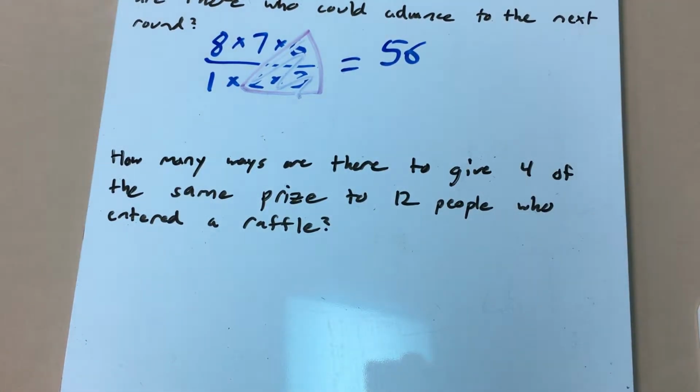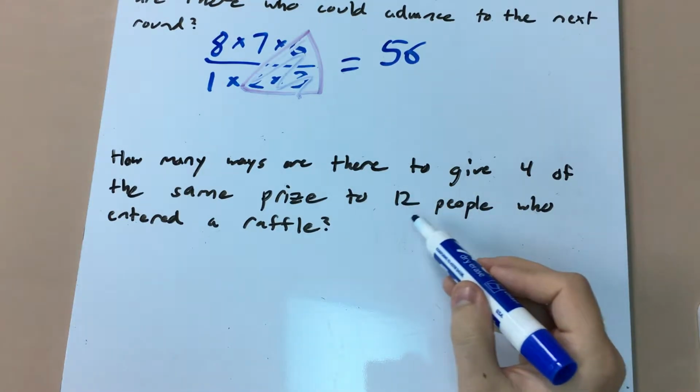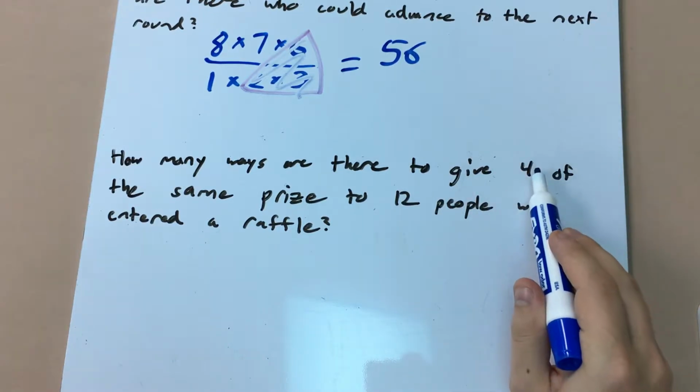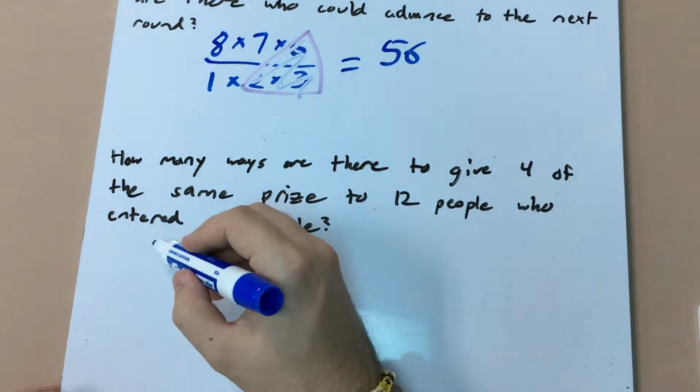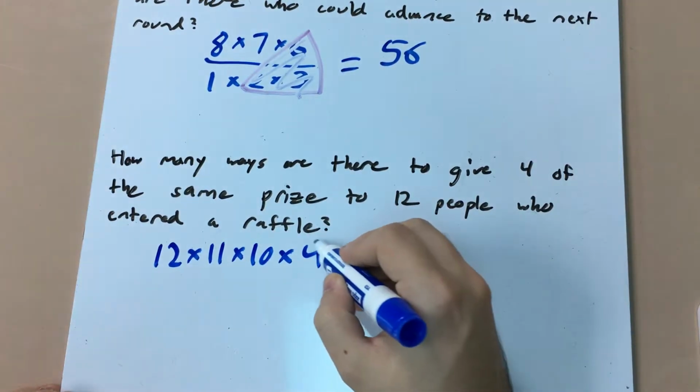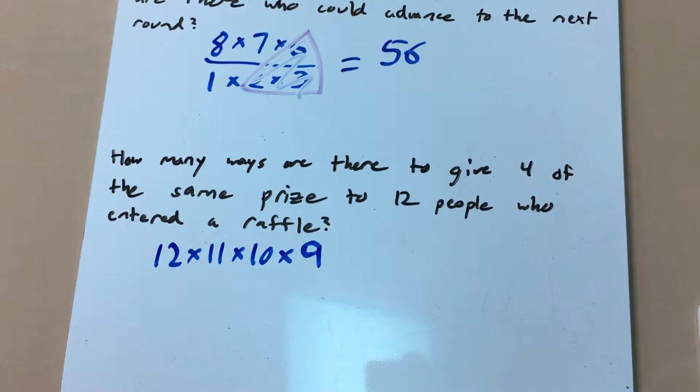So next example, this will also probably look familiar if you remember the permutations video. We're trying to figure out how many ways are there to give 4 of the same prize to 12 people who entered a raffle. So this time the prizes are all the same. There's no first prize, second prize, third prize, and fourth prize. Therefore, the order in which we give out these prizes doesn't matter, and we know this is a combination question. So I'll go ahead and start this thinking about this to start with as a permutation. This is 12 pick 4, which means I'm going to start my 12 factorial, but only write the first 4 numbers. So that's 12 times 11 times 10 times 9.